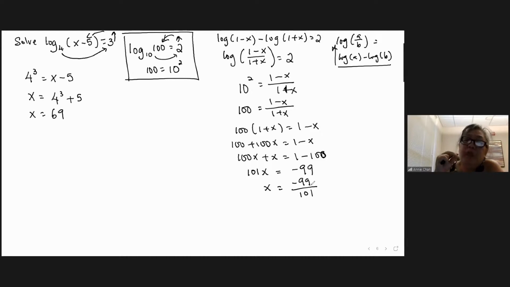So be very careful with logarithm problems. They can give you what's on the right and expect you to know that you can go to the left, or they can give you the left and expect you to go to the right. So it's a two-way street with the property.